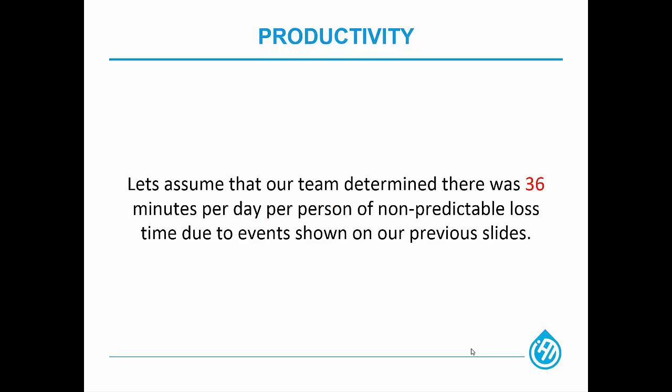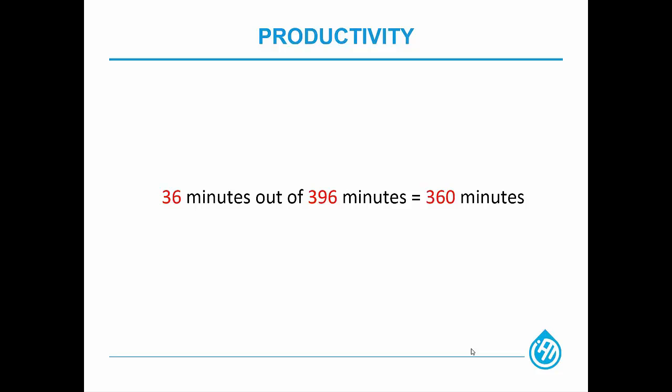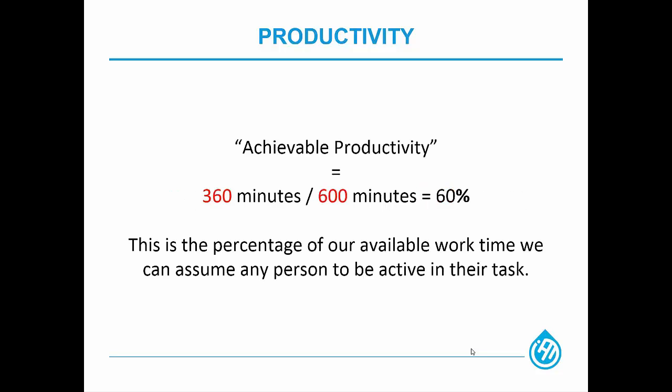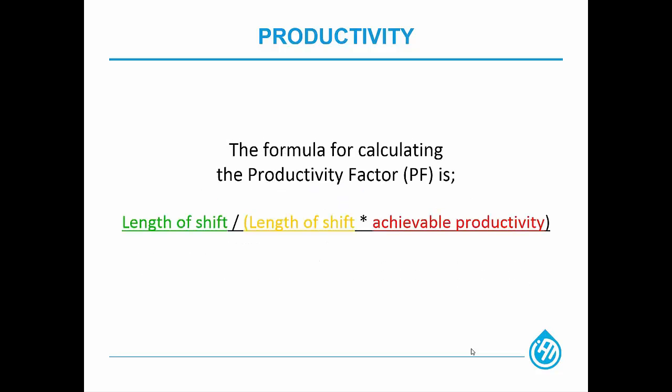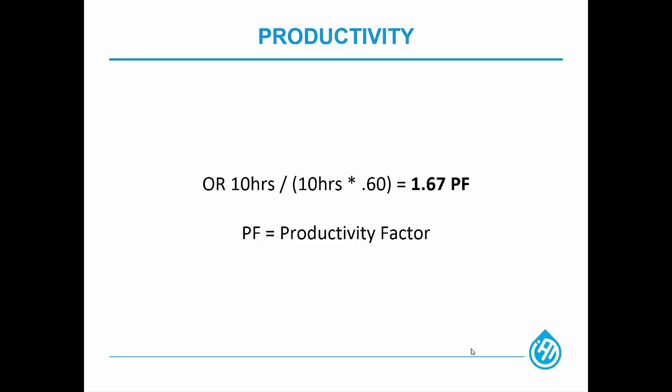And let's assume that we've reduced the impact of the non-predictable lost time to 36 minutes per individual, which leaves us 360 minutes of time available to do work. And so we've now achieved a productivity of 60%. If we rerun the calculation to determine your productivity factor, our productivity factor is now reduced to 1.67, so we are closer to the optimum of 1.